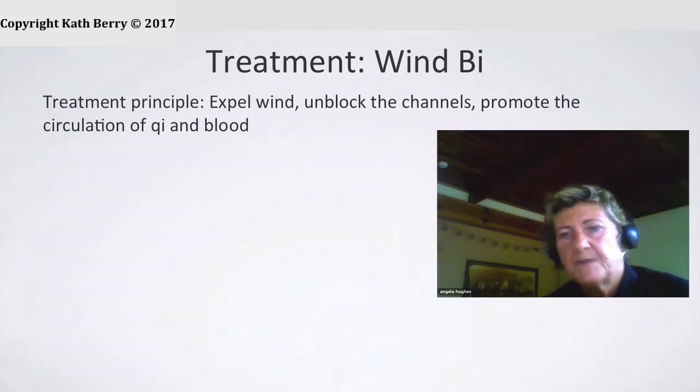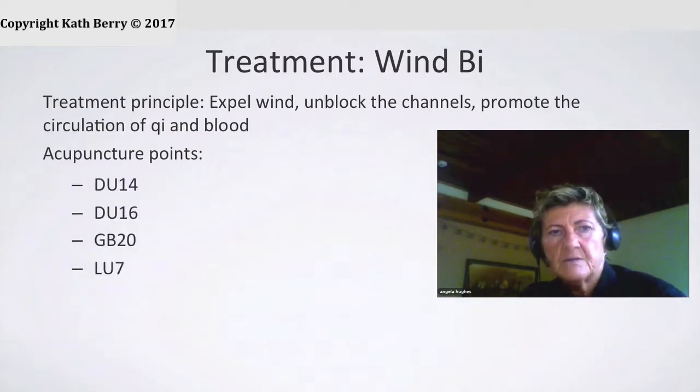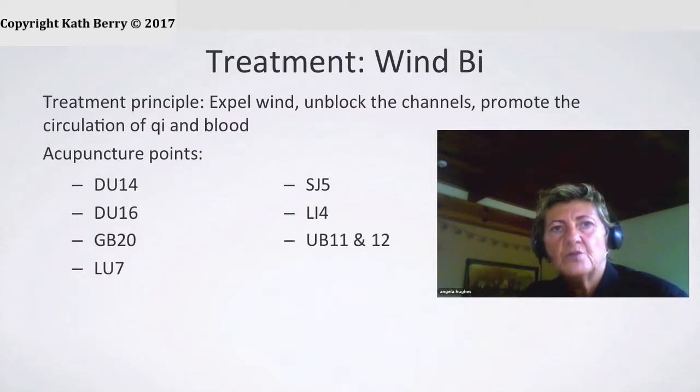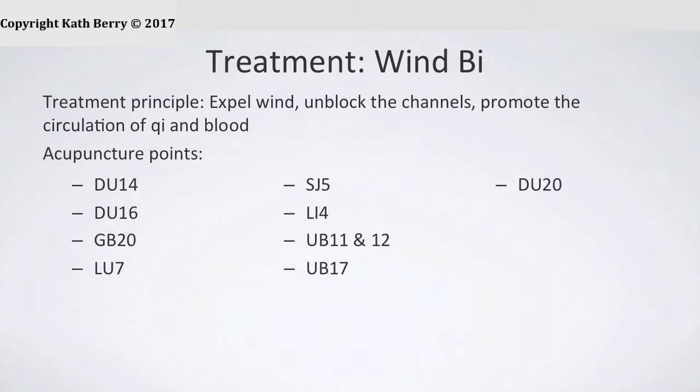Points specifically to expel the wind from the body, especially the upper body, would include DU 14, DU 16, gallbladder 20, lung 7, Sanjiao 5, LI 4, UB 11 and 12. These are mainly for wind effect in the upper body. UB 17, DU 20, LI 11, and DU 14 would be for wind heat bi. Gallbladder 34 you could use for the spasms that come as a result of wind. And gallbladder 31 you can use for wind bi in the lower leg.